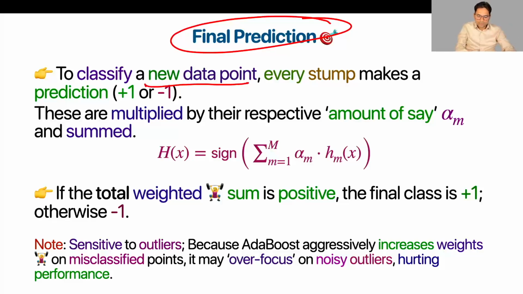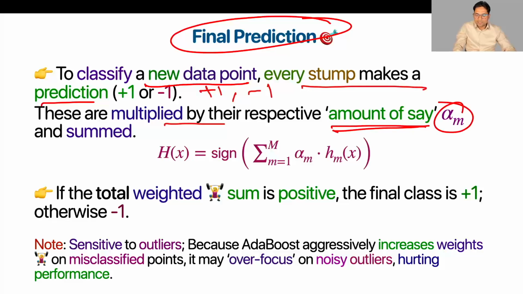To classify a new data point, every stump makes a prediction. So if you are doing classification, every stump will make a +1 or -1 classification, and then these are multiplied with the respective amount of say that we calculated, alpha m, and then all of them are summed up.